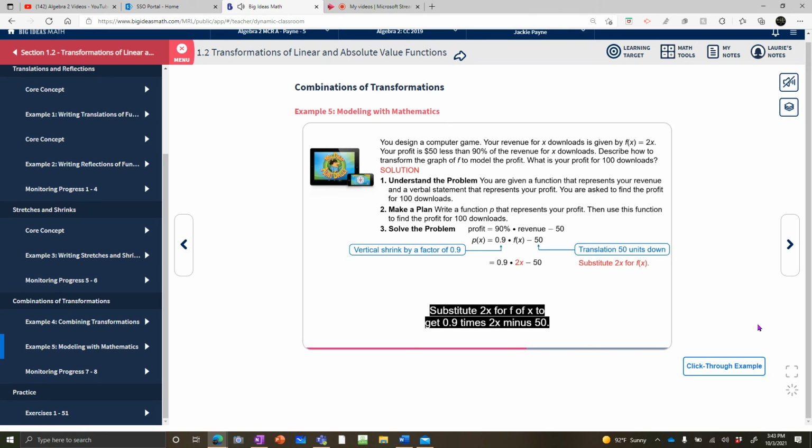Substitute 2x for f of x to get 9/10 times 2x, minus 50. Simplify to get 1 8/10 x minus 50. So profit for x downloads is given by P of x equals 1 8/10 x minus 50. To find the profit for 100 downloads, evaluate the function P when x equals 100. P of 100 equals 1 8/10 times 100 minus 50, or 130. So your profit is $130 for 100 downloads.